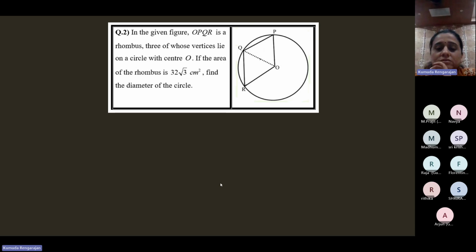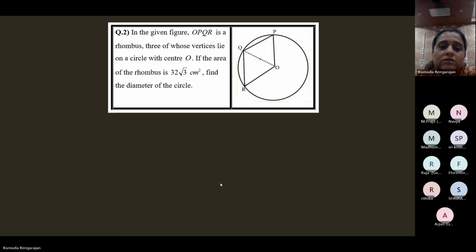Now, in a rhombus, tell me if I'm right or wrong. In a rhombus, only opposite sides are equal. True or false? False. What's the correct statement? In a rhombus, all the sides are equal.